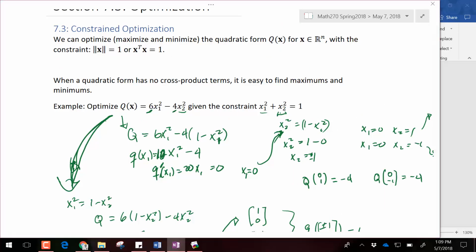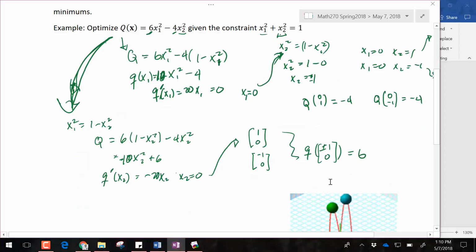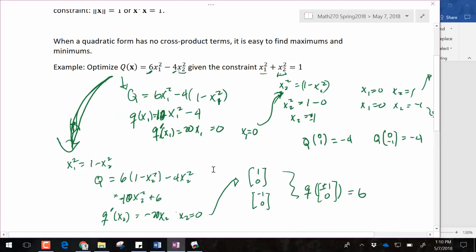It turns out that if you have these quadratic forms that don't have any cross products, remember that's what it's called? Without those cross products, then your maximums and minimums happen at these points. Well, the constraint is always going to have to be equal to 1. Yeah, because we're restricting ourselves to just that for this.